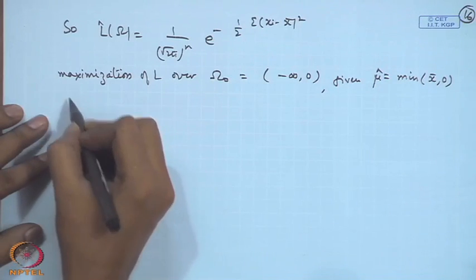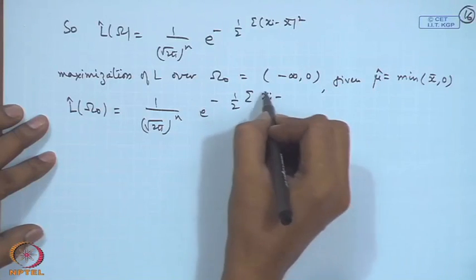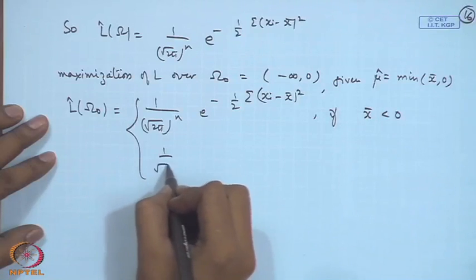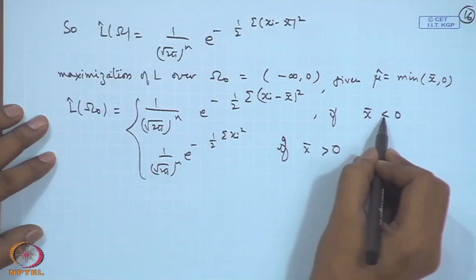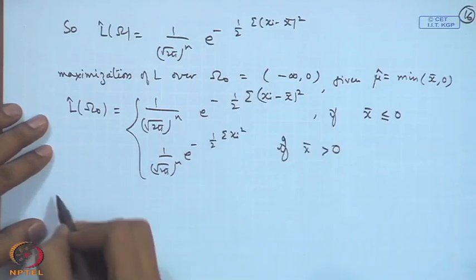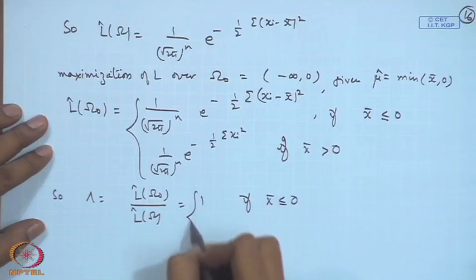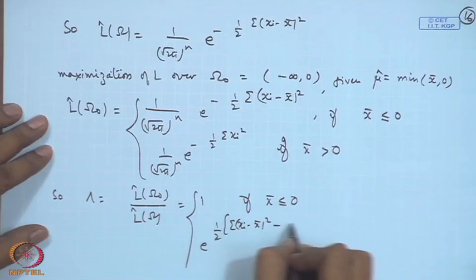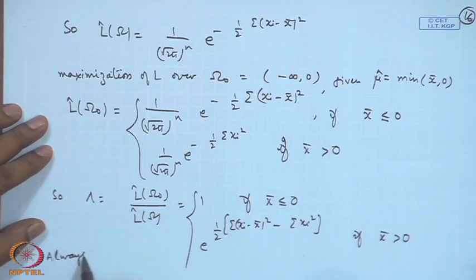If that is happening, then L hat omega naught will become equal to 1 by root 2 pi to the power n e to the power minus 1 by 2 sigma x I minus x bar square, if x bar is less than 0, and it is equal to 1 by root 2 pi to the power n e to the power minus 1 by 2 sigma x I square, if x bar is greater than 0. So, we can put less than or equal to 0 here, it does not matter. Now, the ratio L hat omega naught by L hat omega is equal to 1 if x bar is less than or equal to 0, and it is equal to this ratio, e to the power half sigma x I minus x bar square minus sigma x I square, if x bar is greater than 0. That means always accept h naught if x bar is less than or equal to 0.